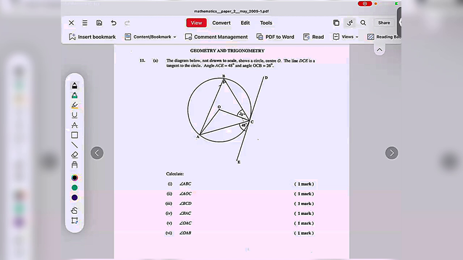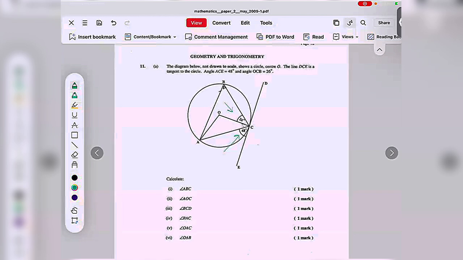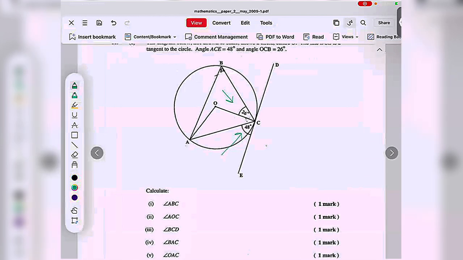All right, so the diagram below, not drawn to scale, shows a circle, center O. The line DCE is a tangent to the circle, and the angle ACE is 48, which you can very evidently see on the diagram. You can see that 48 right here. And the angle OCB is 26, which you can see right here. You can see those two angles given to you. And they say DCE is a tangent, so you can already see the tangent right there.